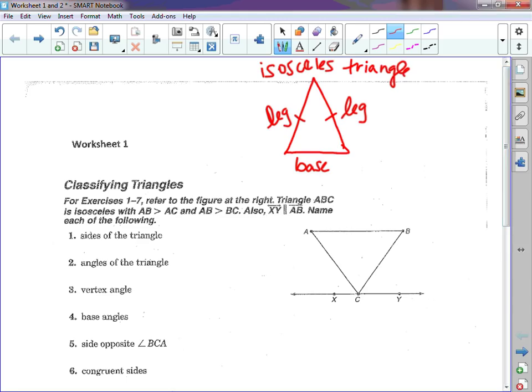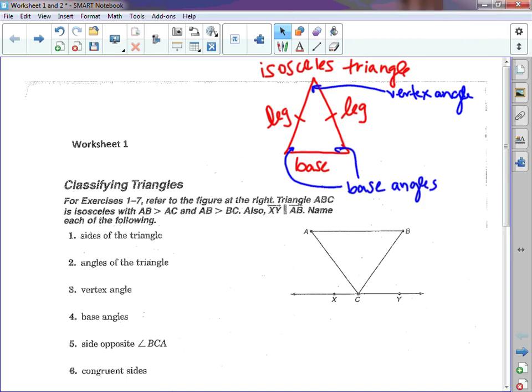Now let's talk about the angles. So these 2 angles here that are along my base, we call our base angles. So these 2 angles here are our base angles. Does anyone know what this top one is called? Yeah, very good. Vertex. So the angle that's made up of our 2 legs coming together at a point, that's our vertex. Alright, so you're going to need that information to help you identify some of that.